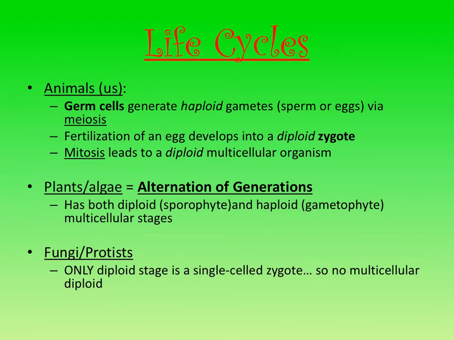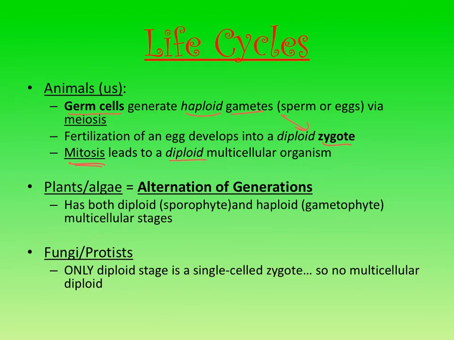Now, if we compare these 3, though, animals versus plants versus fungi, animals are what we just mentioned in that picture. You have cells called germ cells found in your reproductive organ that can undergo meiosis and create haploid gametes. These haploid gametes then come together in fertilization to form a diploid zygote. And then that zygote undergoes mitosis to create this diploid multicellular organism that is us. Now, here's how the other ones differ, and you don't have to know a lot of detail, but it's kind of weird.